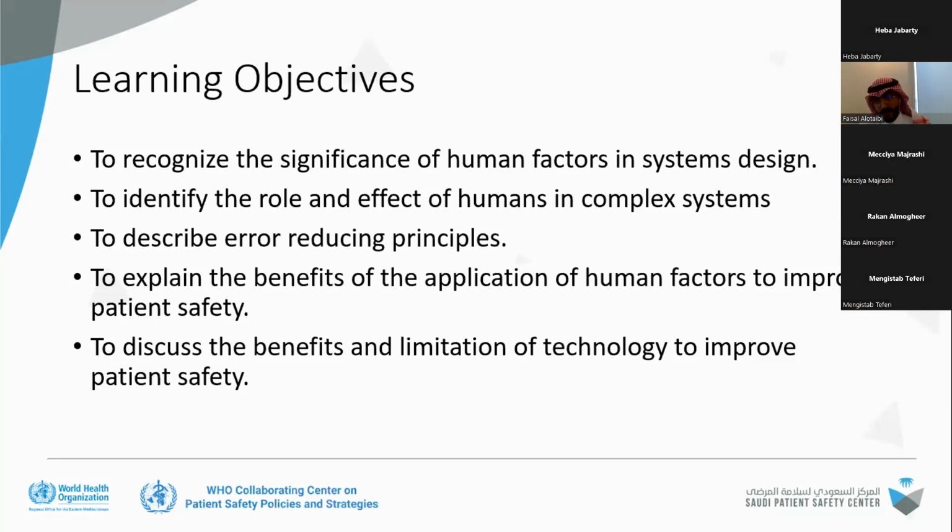So in this session, we will speak about human factors and system thinking: what we can do better in our system, considering all the factors that affect human performance and actions and influence the healthcare provider's performance, to improve patient safety and avoid patient harm. Our learning objectives are to recognize the significance of human factors in system design, and to identify the role and effect of a human in a complex system. In healthcare we have a complex system, so how can the human be affected by all these factors? We will also describe the error-reducing principles that might affect system design and improve patient safety, and explain the benefit of applying human factors science and how it can improve patient safety.